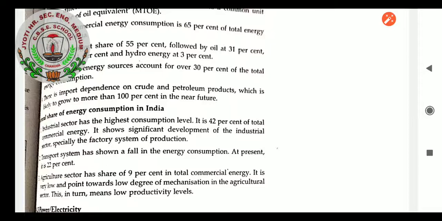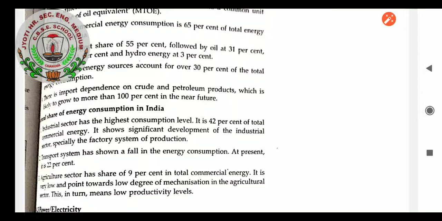It shows significant development of the industrial sector, especially the factory system of production. The transport system has shown a fall in energy consumption, and at present it is 22%. The agriculture sector has a share of 9% in total commercial energy. It is very low and points towards a low degree of mechanization in the agricultural sector, which in turn means low productivity levels.